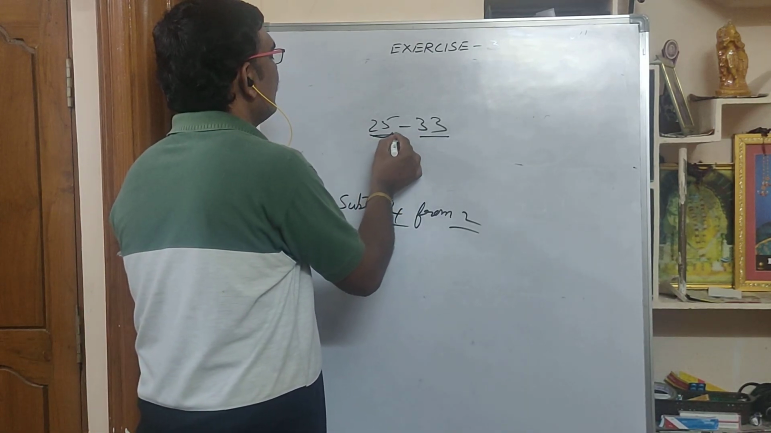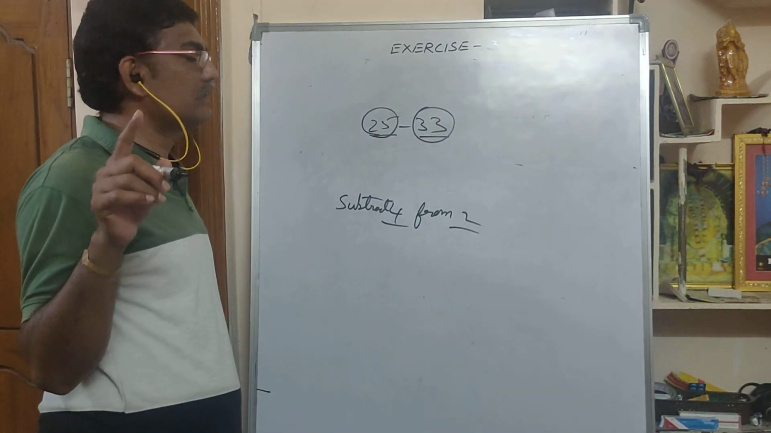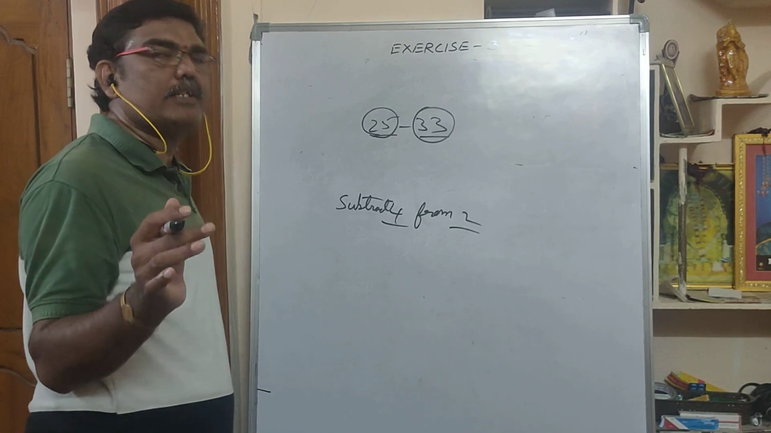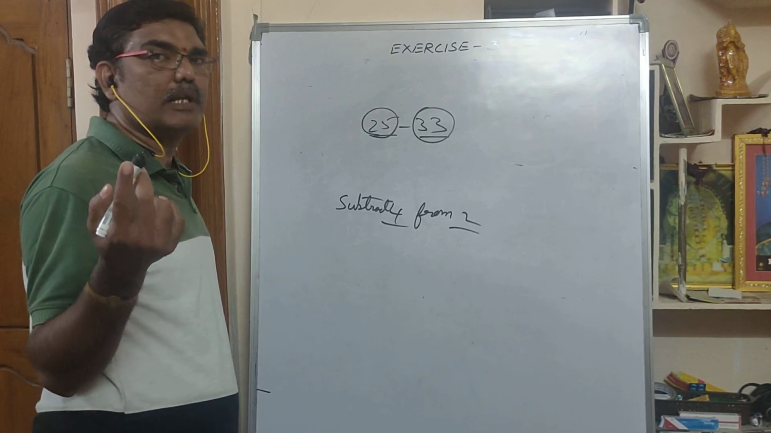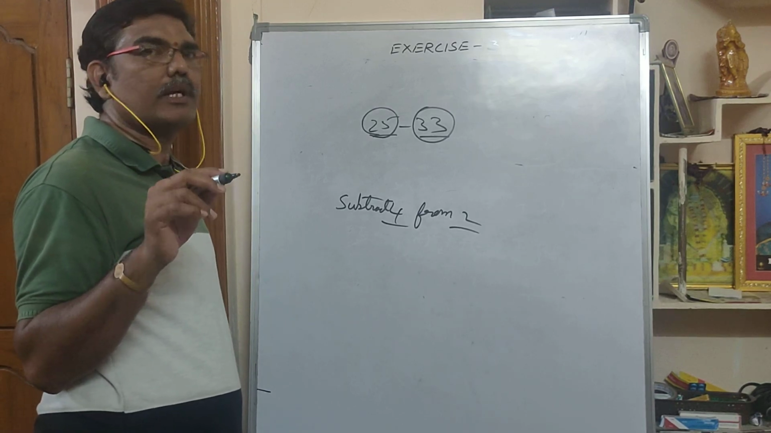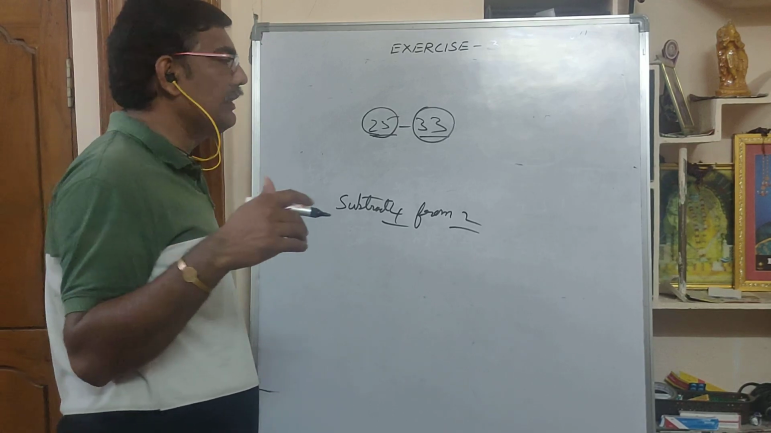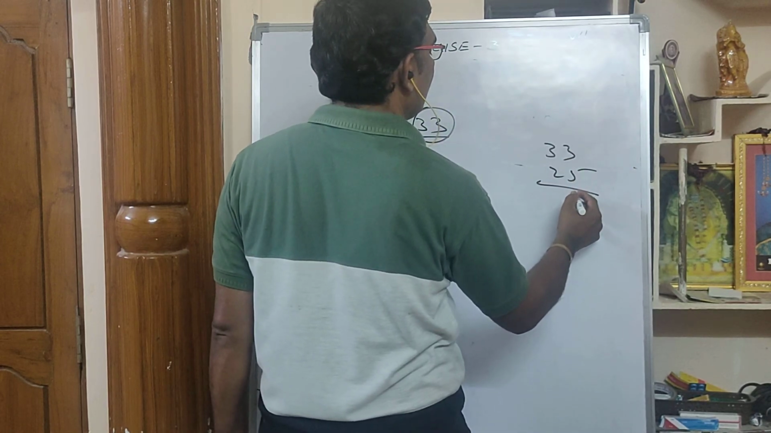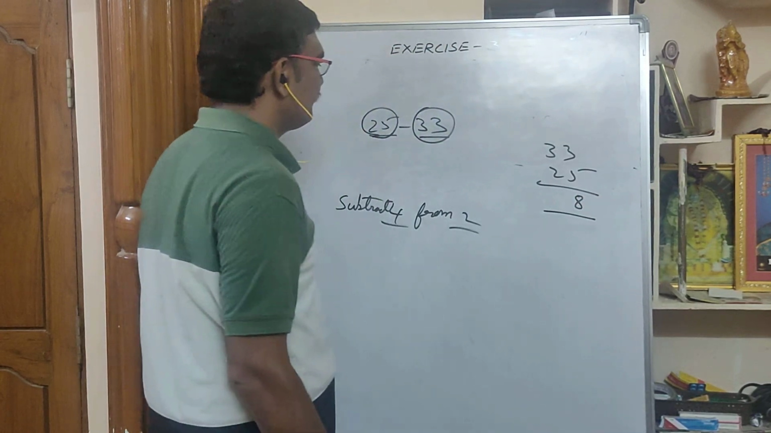25 minus 33 is nothing but: you have 25 rupees in your pocket, minus 33, you should give 33 rupees to your maths teacher. In your pocket you have 25 rupees. What will you do? You will give 25 rupees to the teacher. Means their difference, 33 minus 25. 13 minus 5 is 8. It is only 8. That's it.